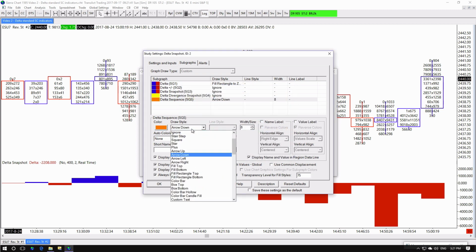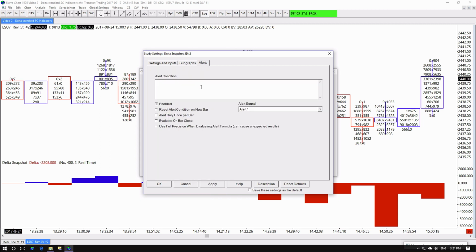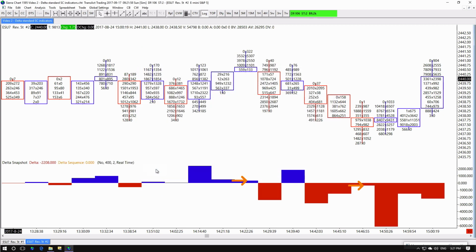I'm also adding an alert. Now we can see a large orange arrow when delta's strength is reducing, and Sierra Chart will give us an audio alert at the same time.